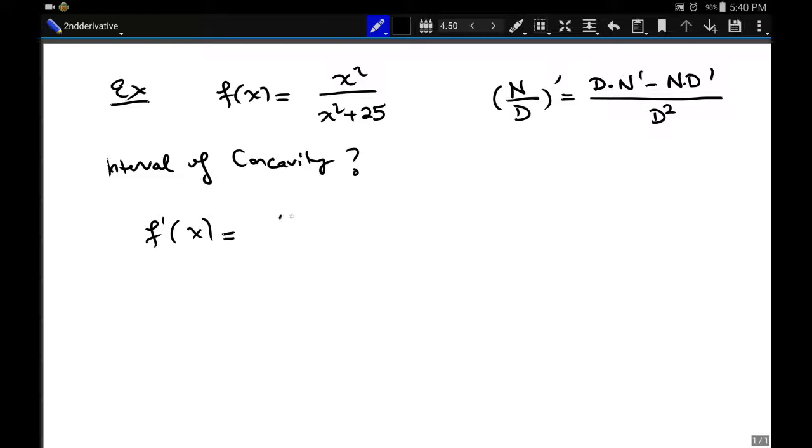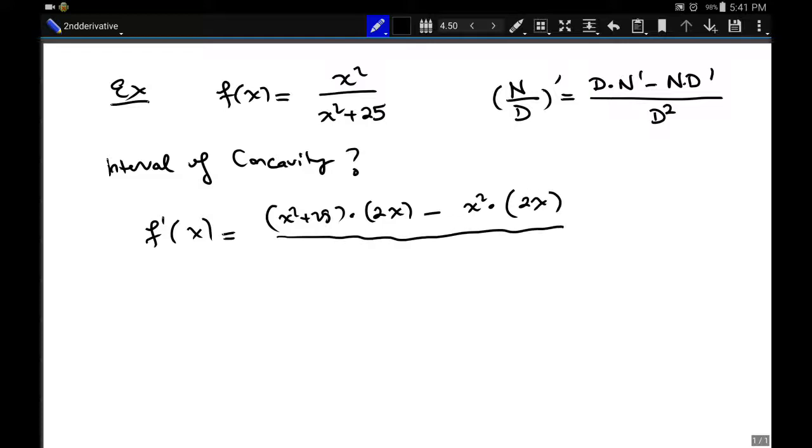It's going to be x squared plus 25 times 2x, minus now x squared times the derivative of x squared plus 25, which is 2x again, all divided by x squared plus 25 squared. Alright, let's distribute and see what happens here.